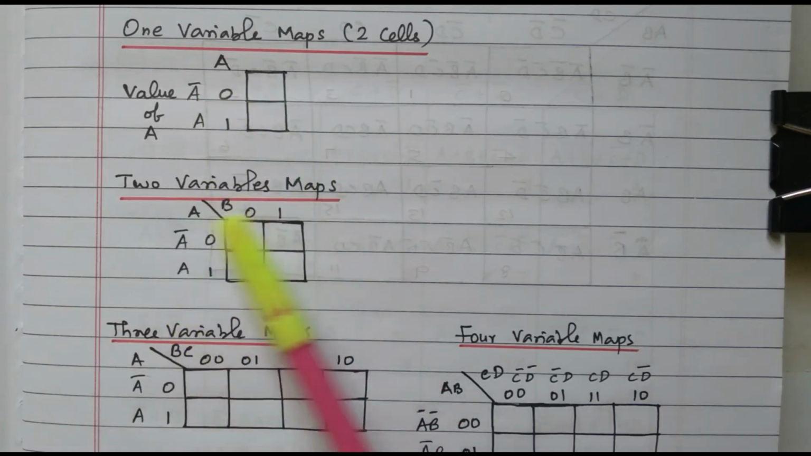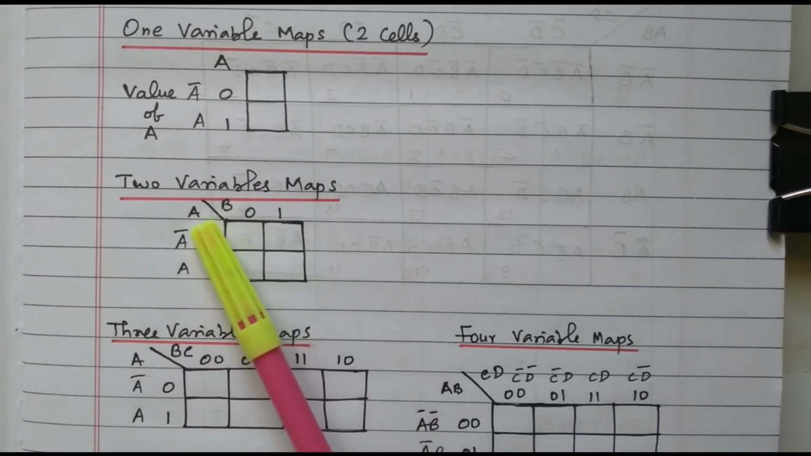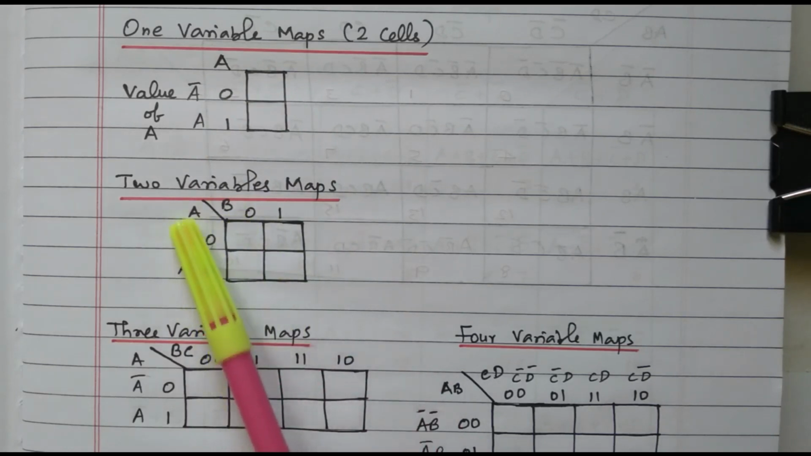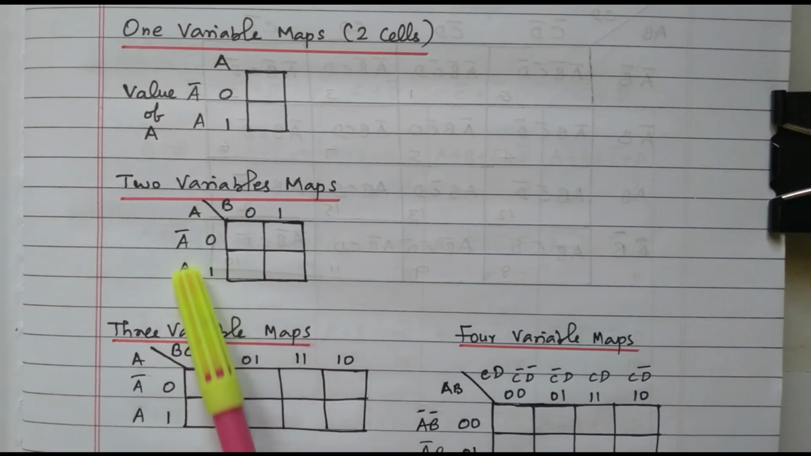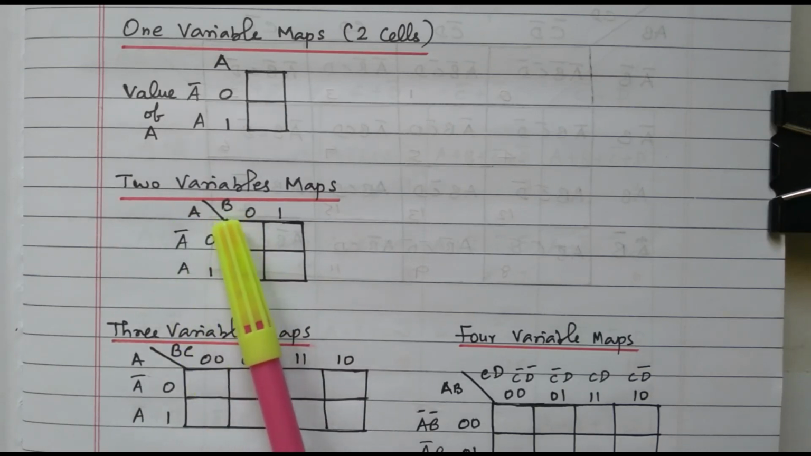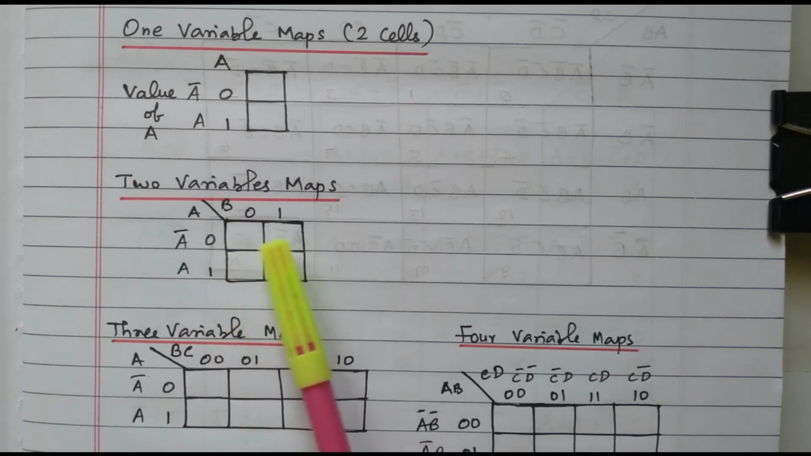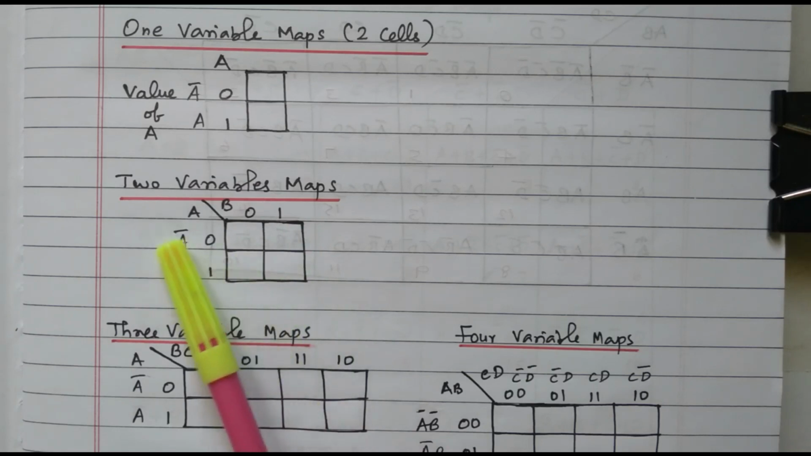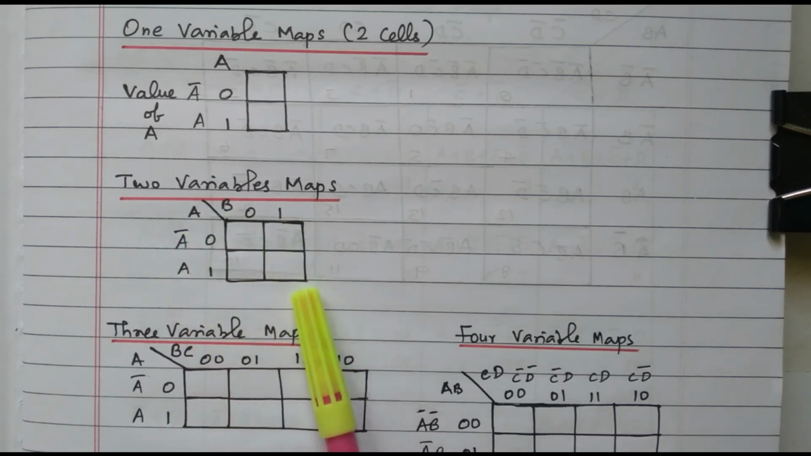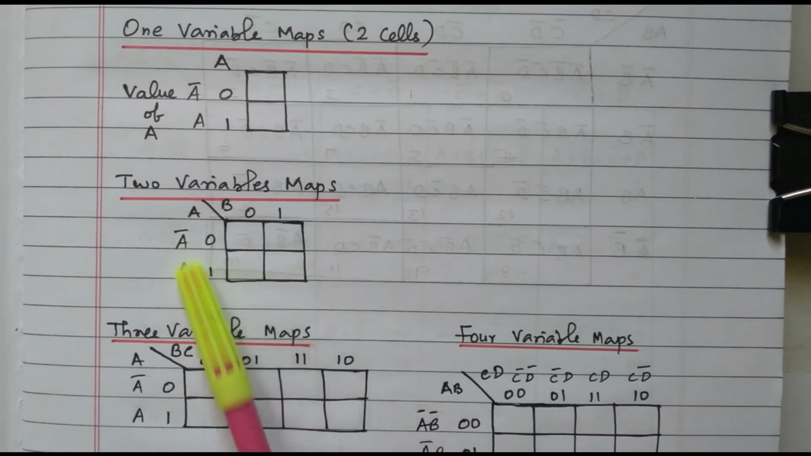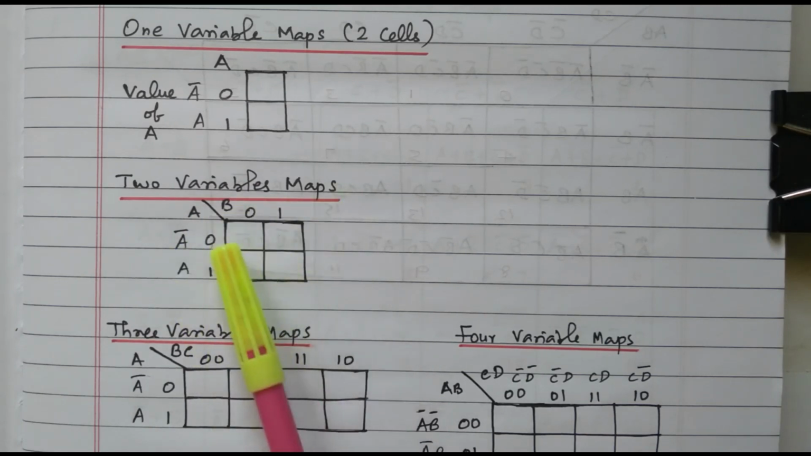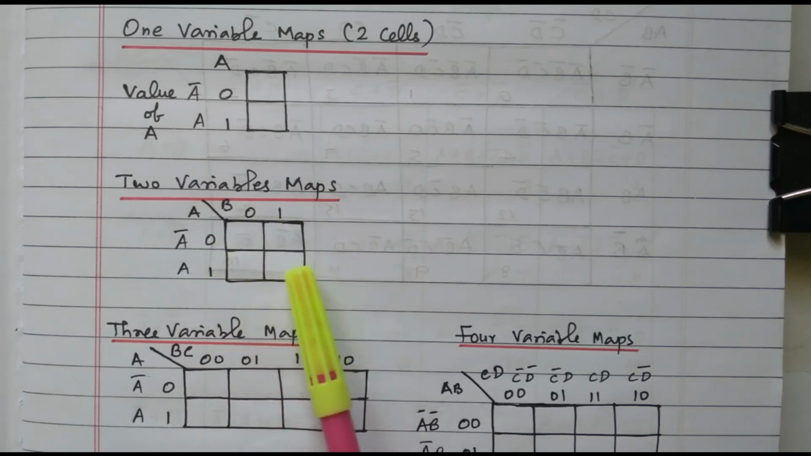In case of the two variable map, let us consider the two variables A, B. Variable A is assigned vertically, and B is assigned horizontally. A has two possible options, 0 and 1, and B also has two options, 0 and 1. Because of two variables, there are four possibilities, 2 to the power 2. So A is available on this side, B on this side, each with 0, 1. By combining these, we have four possibilities.